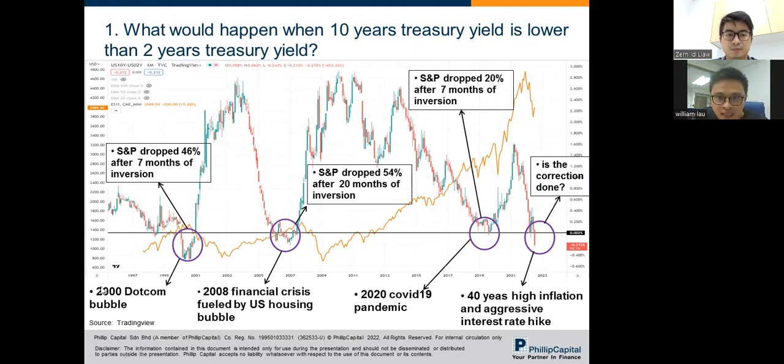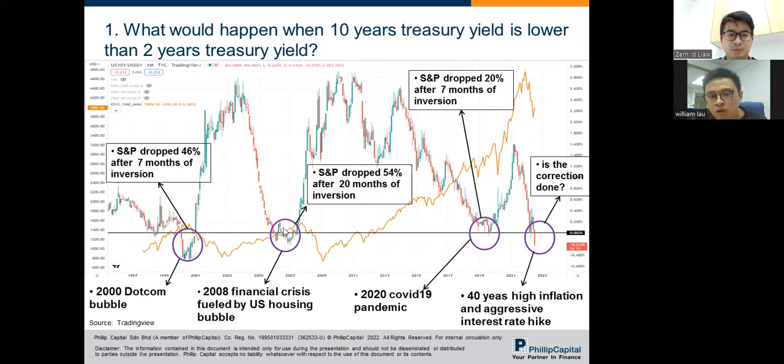If you look at this chart, back in the 2000 dot-com bubble, the S&P index dropped 45%, not immediately when the inversion happened. This is what we call the inverted yield curve, which means the yield curve goes into negative territory. The inversion actually started here, but the S&P only started dropping after reaching a peak here, which is 7 months later. This is back in the 2000 dot-com bubble crisis.